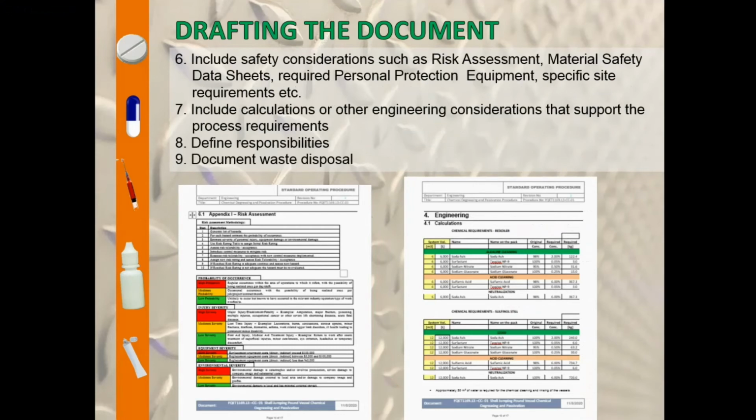In recent years, environment, health, and safety have become more critical. Some of the documents that address EH&S are risk assessments, MSDS, and waste disposal. Some calculations and engineering considerations are essential for the process, such as liquid volume, so document those. It is necessary to define responsibilities like who will provide the water for the process, who will perform the quality control, or who will provide the services required to execute the procedure. Those should be defined also in the validation package.